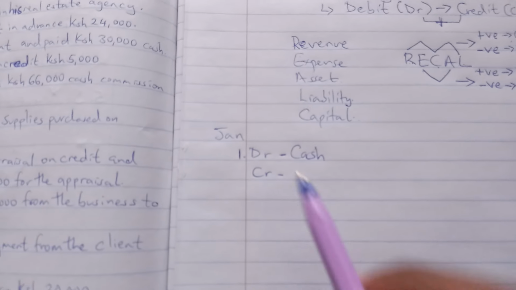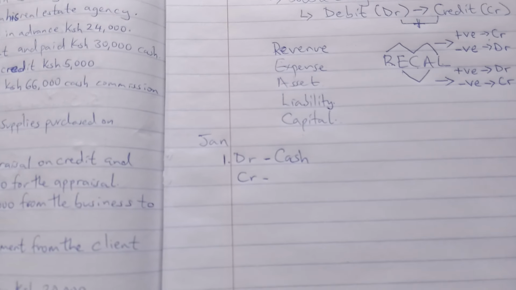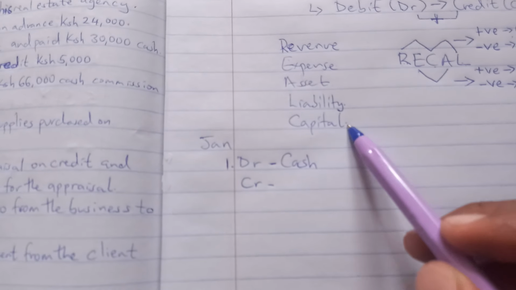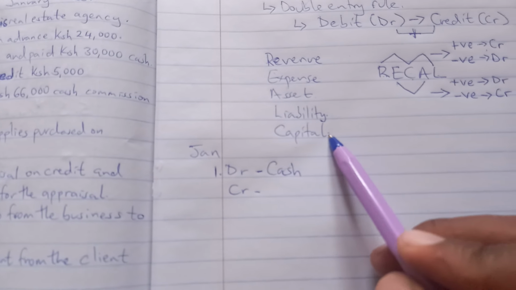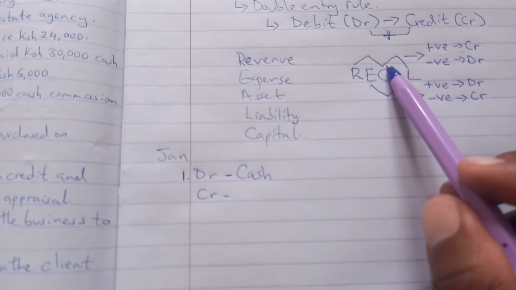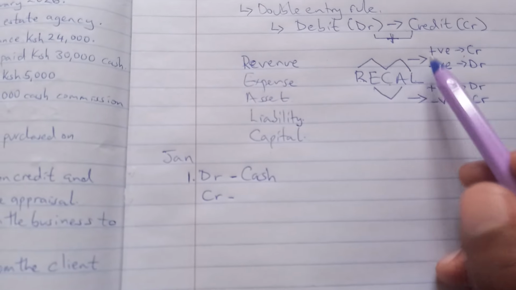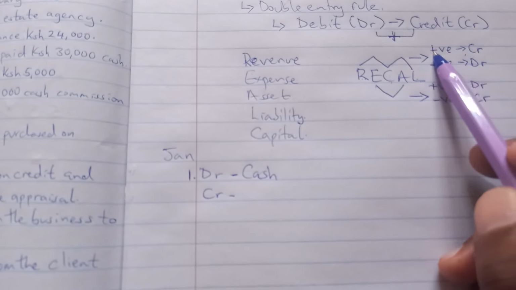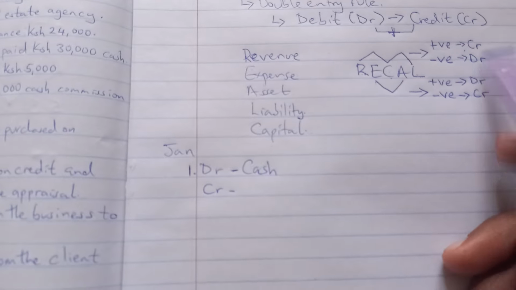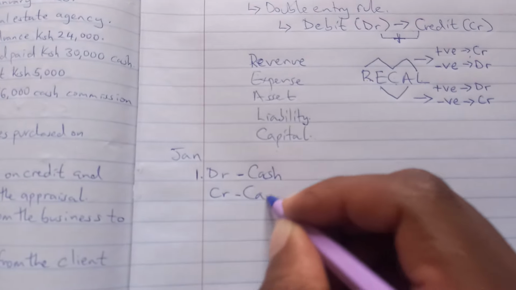So what will we credit? We all know that the cash which is invested at the start of the business is normally called capital. Now we look at the family which capital belongs to, and we see that when capital has a positive change, we credit. So we credit capital.